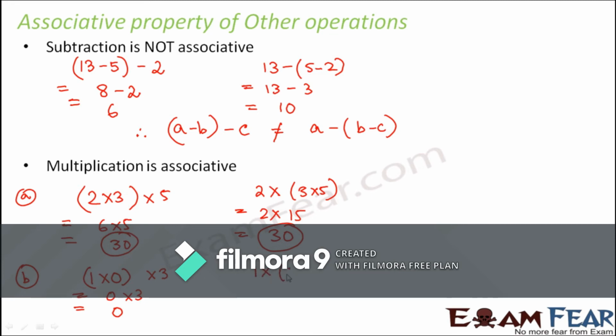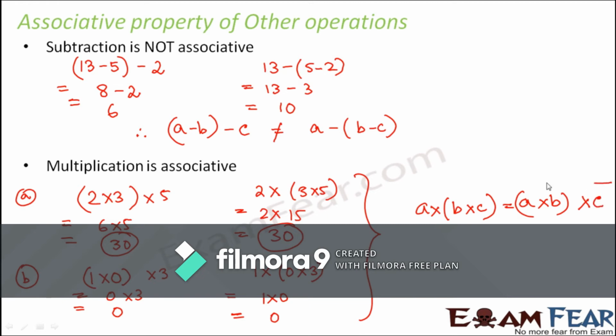Now the same thing with a different format. 1 into 0 into 3 would be 1 into 0, which is equal to 0. So in both of these cases, what we observe is (A into B) into C is equal to A into (B into C). So basically multiplication is associative in whole numbers.